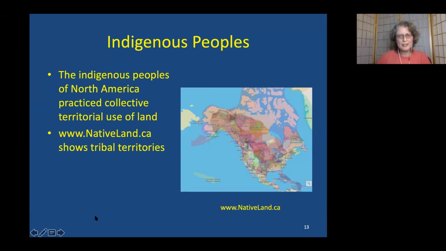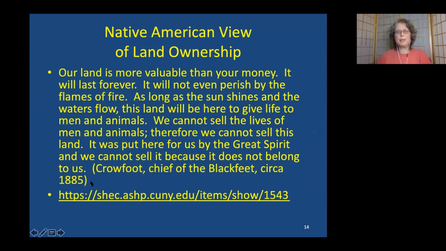But the Native American people had a very different view of land ownership than the Europeans who later came here. To represent that, I have a quote from a Native American who says, "Our land is more valuable than your money. It will last forever. It will not even perish by the flames of fire. As long as the sun shines and the waters flow, this land will be here to give life to men and animals. We cannot sell the lives of men and animals. Therefore, we cannot sell this land. It was put here for us by the Great Spirit, and we cannot sell it because it does not belong to us." This is a quote from Crowfoot, chief of the Blackfeet, circa 1885.